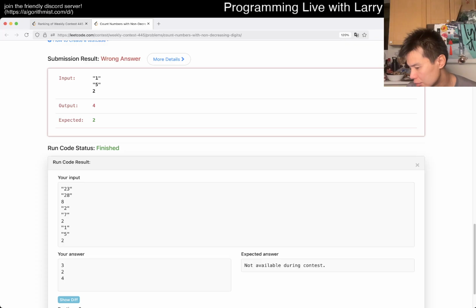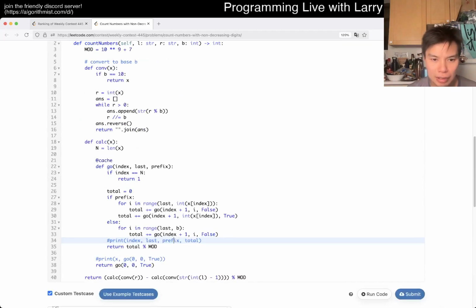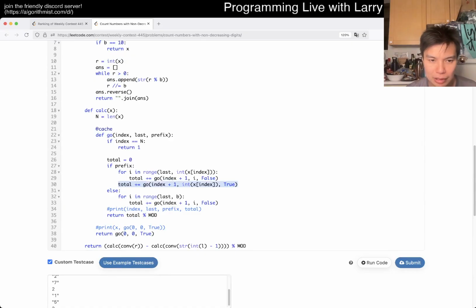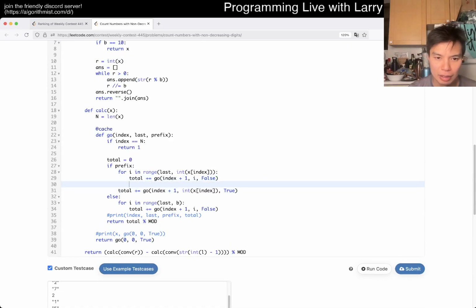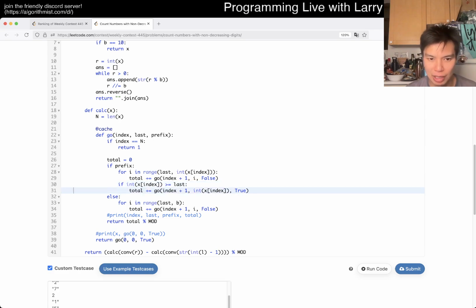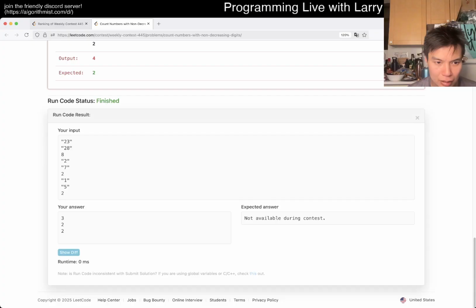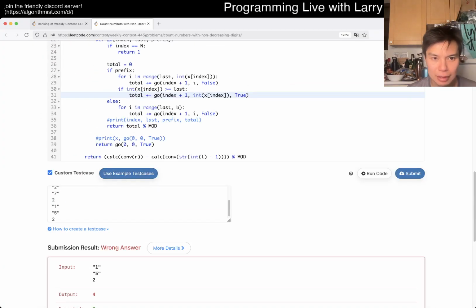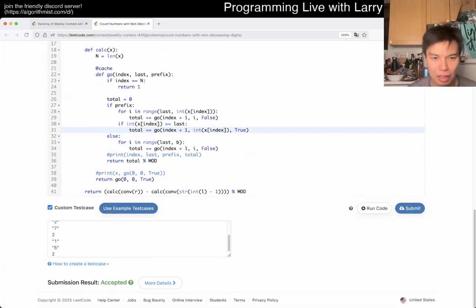I think this is wrong, because I just don't have the if statement of if int x of index is less than b, or this is less than or greater than or equal to last. I think that's what I needed. Okay. Yep. Yep. Silly. Okay. YOLO submit again. Okay.